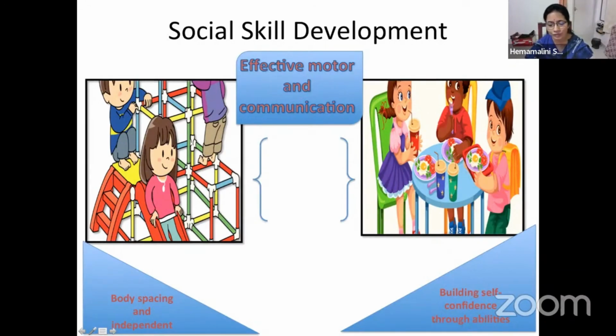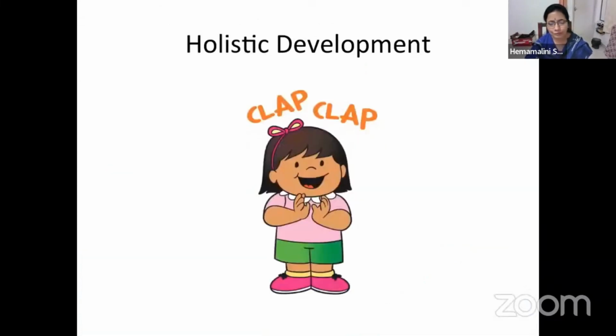So building self-confidence through the abilities is what is achieved in special education when the child is learning all these things through a multidisciplinary team. So what we have achieved is holistic development, and the child claps for himself. We need not always clap for the child; the child also claps for himself. This is how I end the slide. Thank you.